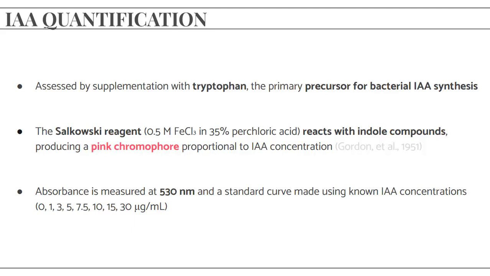To quantify IAA, we supplement cultures with tryptophan, which is a primary precursor for bacterial IAA synthesis. Then we add the Salkowski reagent, which reacts with indole compounds and produces a pink color that is proportional to the phytohormone concentration, which can then have its absorbance measured against a standard curve.